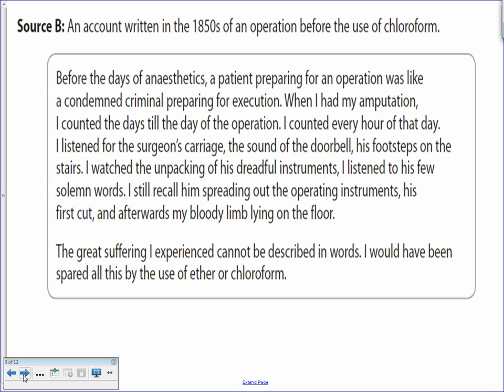Now it's telling us very, very simply this person's feelings of an operation. But read it again. Look at the language being used. What impression is it trying to give about the operation? That's all question 2 is focused on. It's not rocket science, it's relatively straightforward.